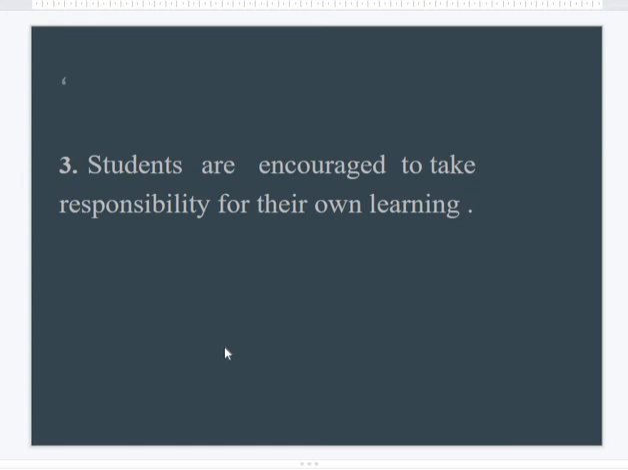The third point is that students are encouraged to take responsibility for their own learning because motivation is very important. It is motivation which forces the students to learn more, and it also increases the morale of the students for developing more and more communication skills. So the encouragement of the students is also the responsibility of the teacher.